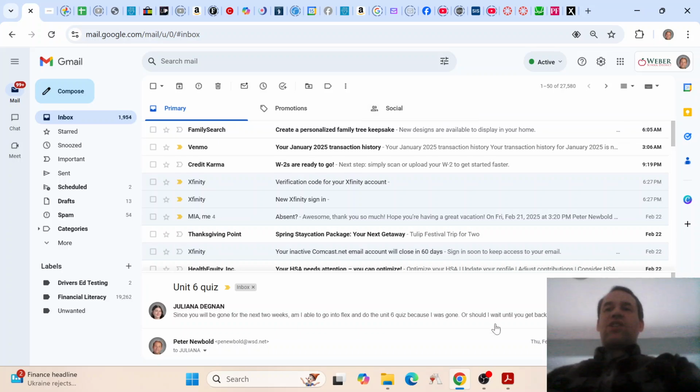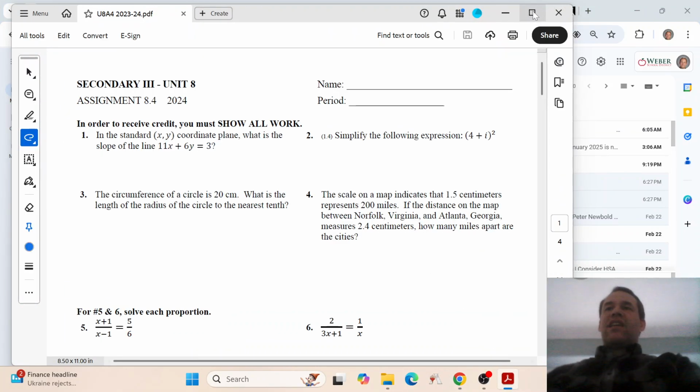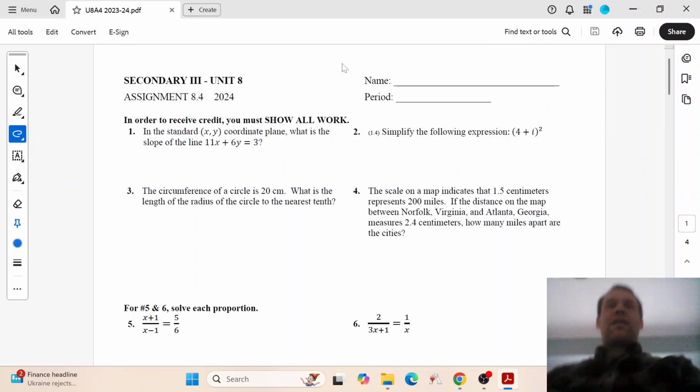So what we're looking at here is 8.4, and we're going to start off. Make sure you show all your work for 8.4. In the standard XY coordinate plane, what is the slope of this line? So that's back to 8.1. You just want to put it into slope-intercept form by solving for y. What is the slope of the line?